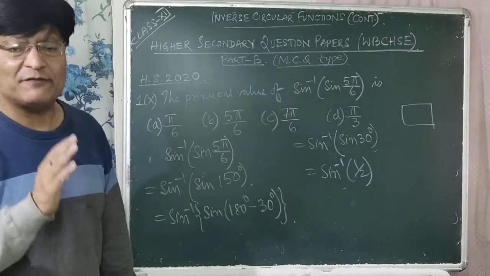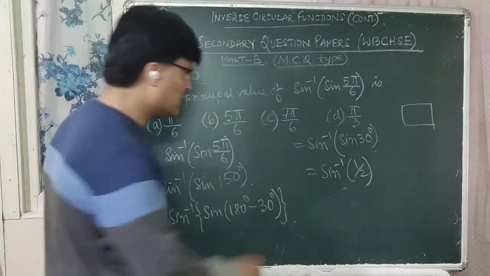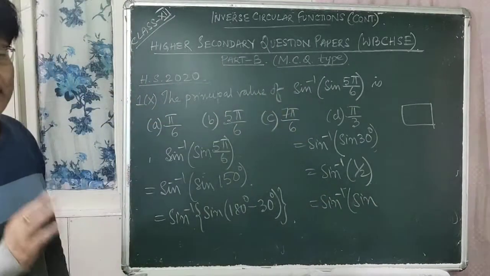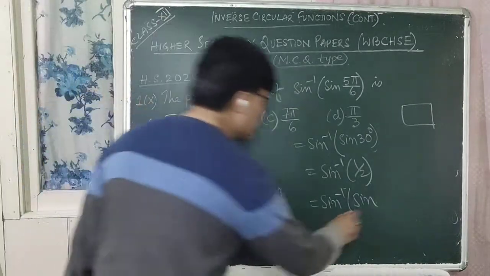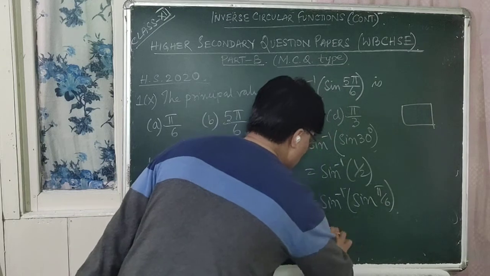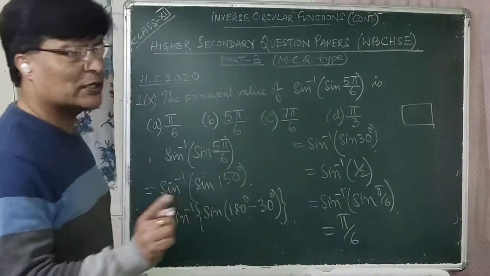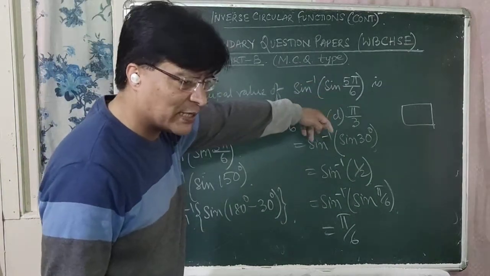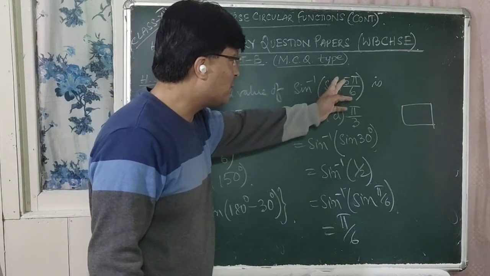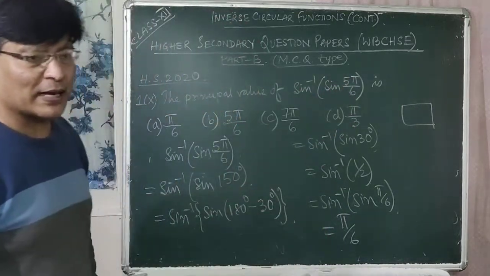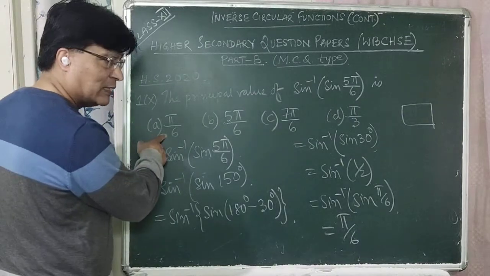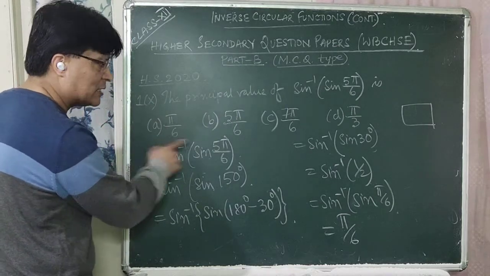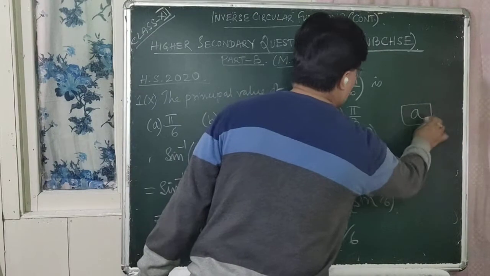Now sine of which angle is half in the first quadrant? That is 30 degree, isn't it? So it is equal to sine inverse sine of 30 degree. How can you write 30 degree in terms of radian? It is pi by 6. So what is the principal value of sine inverse sine 5 pi by 6? It is only pi by 6, but not 5 pi by 6. Is that clear? So which is the correct option? It is A, that is pi by 6. So A is the correct option here.